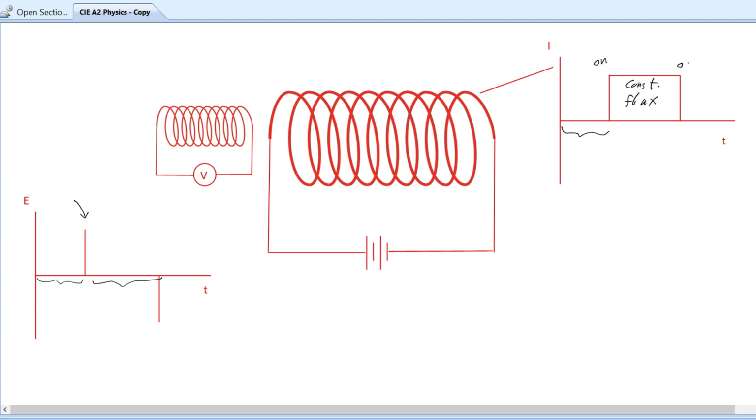When you switch off the current, you create an opposite change in flux. First it was an increase in flux, now it's a decrease in flux, so you will have an opposite induced EMF. So this is the difference between the two induced EMFs, one from a Hall probe and one from a coil placed near a magnetic field.